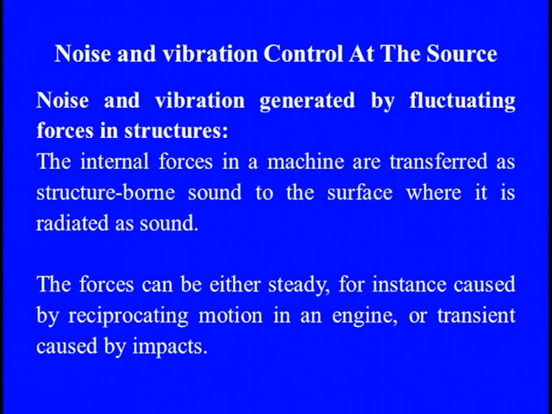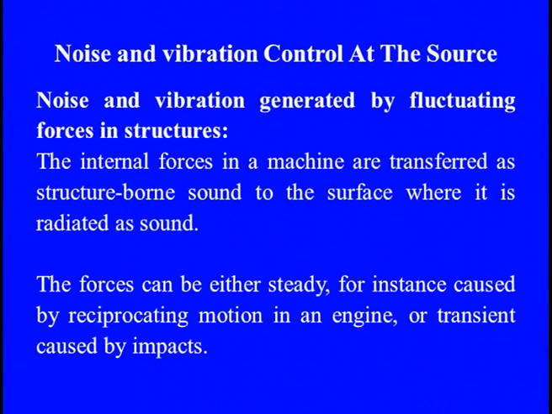So when we come to vibration control at the source, we first need to know what the generation mechanism is. The fluctuating forces in the structure means, when there is rotation, there is a fluctuating force, fatigue kind of forces, cyclic loading. Certainly we know that these dynamic forces can create vibrations. So the internal forces in any machine are transferred as structure-borne sound to the surface where it is radiated as sound. The forces can either be steady, caused by reciprocating motion in an engine, or transient, caused by impacts.